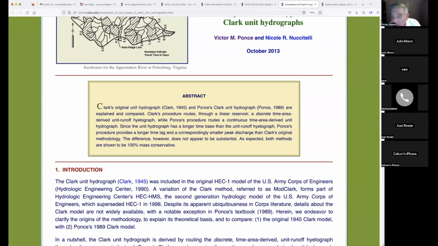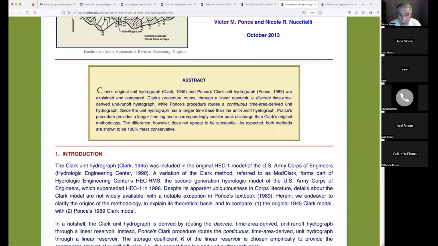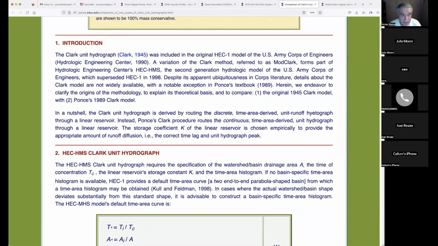Since the unit hydrograph has a longer time base than the unit runoff hydrograph, Ponce's procedure provides a longer time lag and a correspondingly smaller peak discharge, obviously, because the mass has to be conserved. If the time lag is a little longer, then the peak is going to be a little smaller. You understand the volume of the hydrograph has to be conserved, and it is conserved. All these methods are mass conservative. The difference is not substantial. As expected, both methods are shown to be 100% mass conservative.